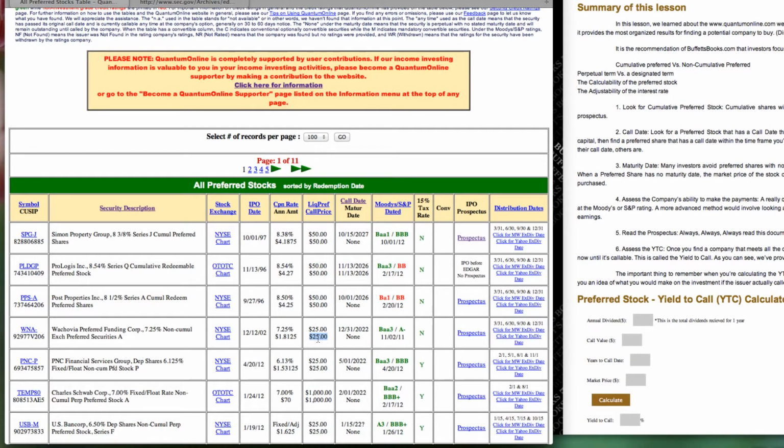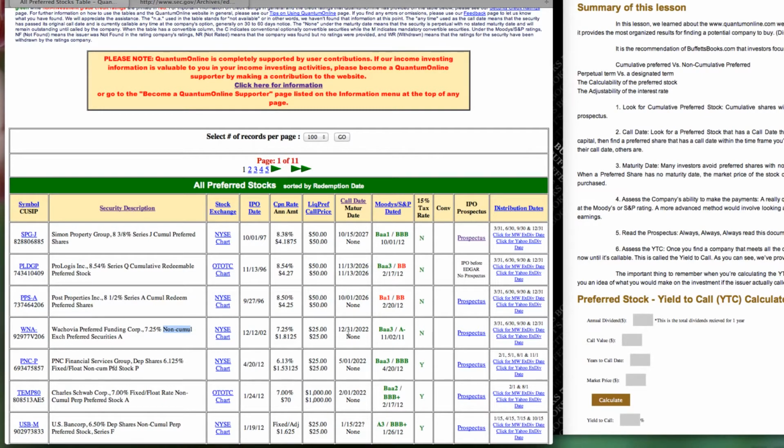Okay? Now the maturity date. If you remember with bonds, the maturity date is typically when you would receive that call price or the par value of a bond, you'd receive that back. But on a lot of preferred shares, you'll see that there's none listed, meaning that that preferred share can stay out there forever. If Wachovia wanted it to stay out there, they could keep it out there for as long as they want.